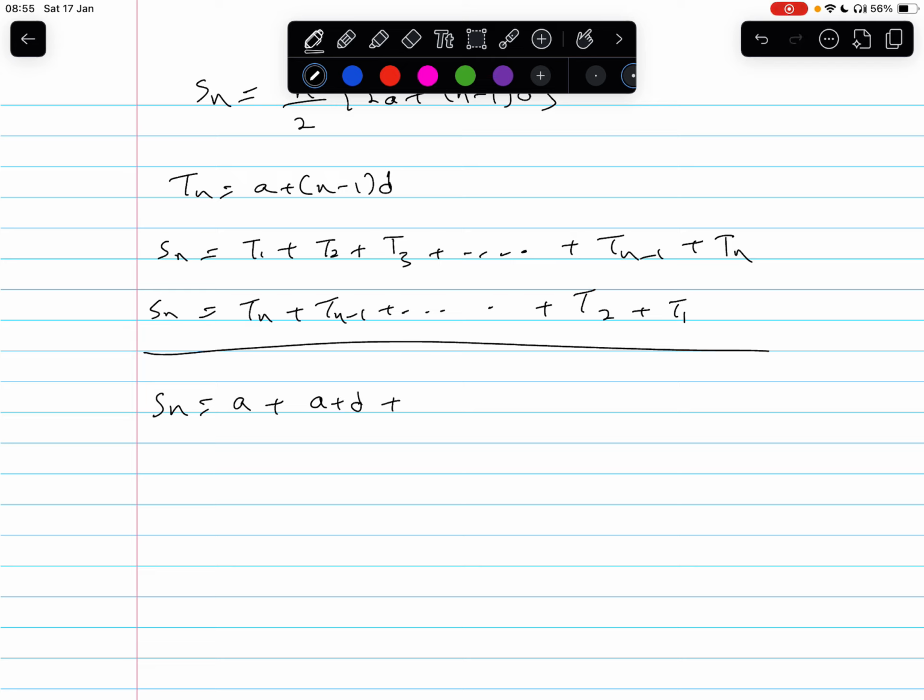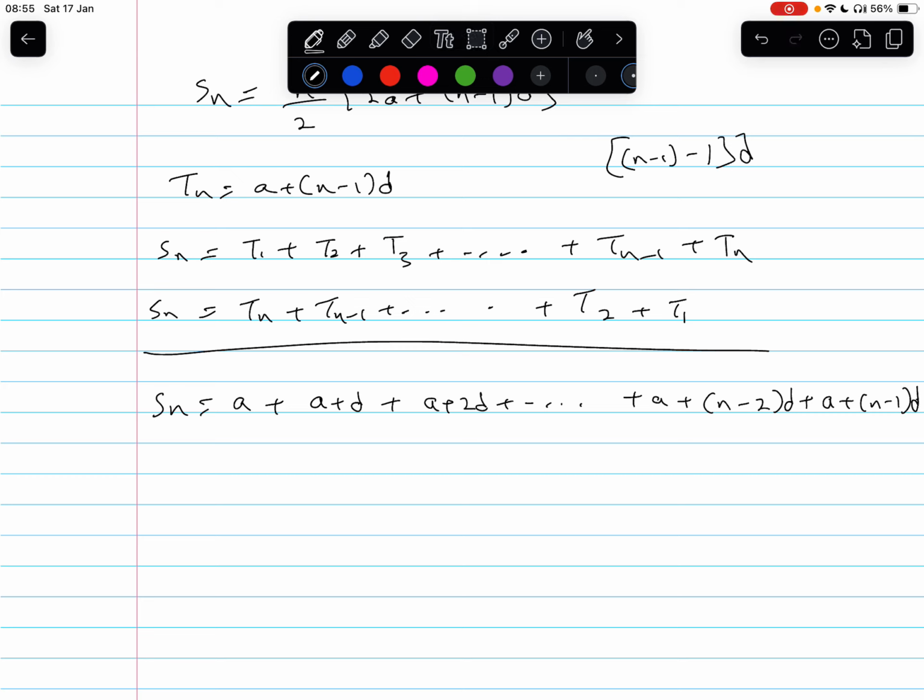And then for T3, we substitute 3. 3 minus 1 is 2, 2 times d is 2d, so a plus 2d. We stop. Last one. Now, what do we substitute in the place of n? We substitute n minus 1 in the place of n. There's still a minus 1 here and a d. So here we get a plus n minus 2 d. For the last one, we substitute n in the place of n, so it's just the general formula.